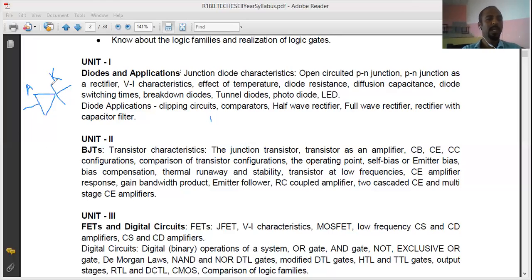Now, if you say a Zener diode, you would put a Z here, and this becomes the symbol of a Zener diode, with the same anode and cathode. All right. And then an LED or a photodiode, it's the same diode symbol you will be drawing.